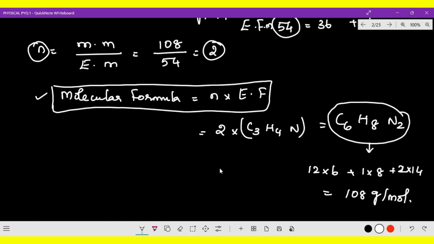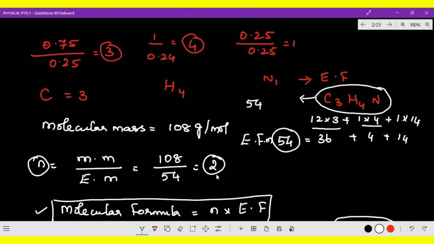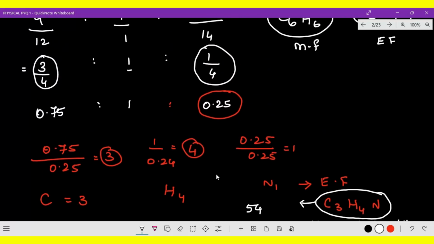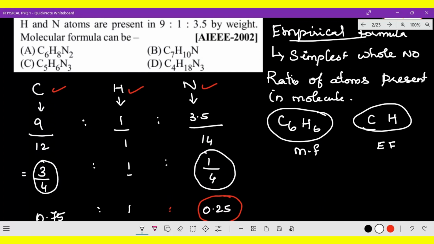Now, what is the correct option? You will get that option C6H8N2, which is the correct option here. C6H8N2 here. Option A is the correct option.